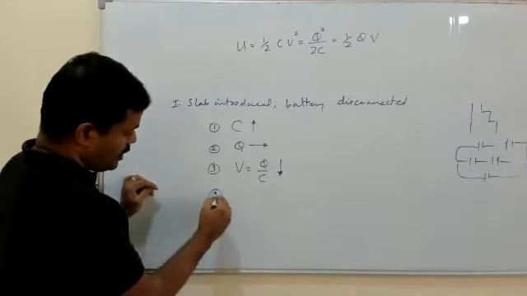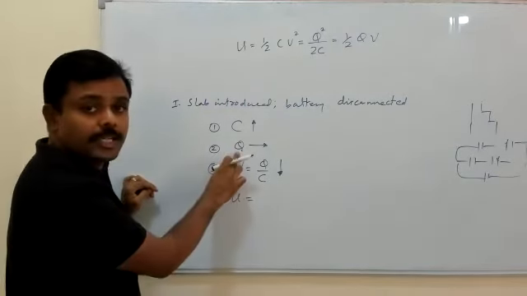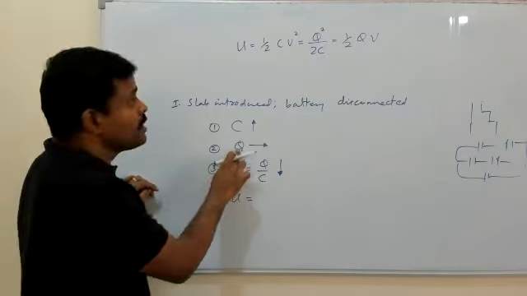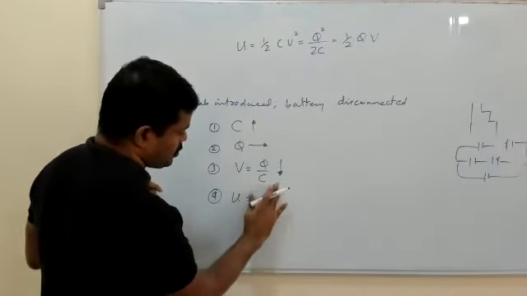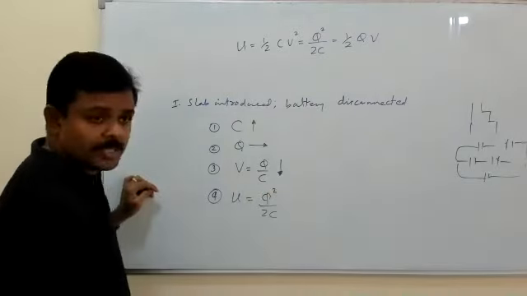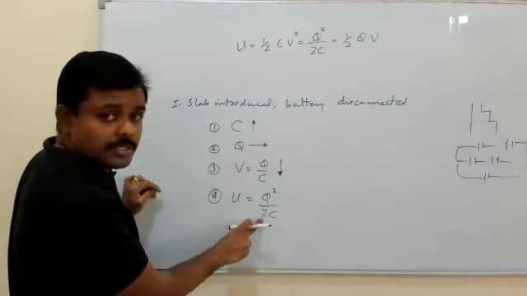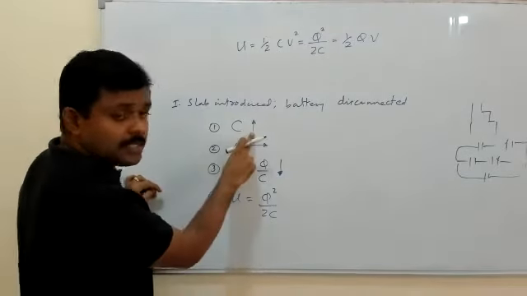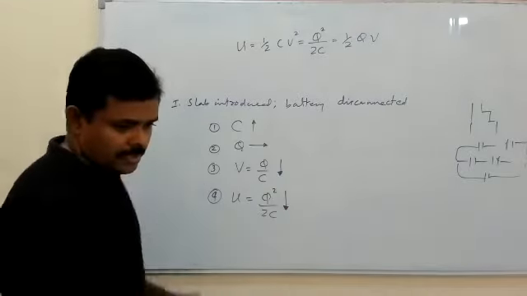And the fourth one, energy. I must choose which equation for energy? An equation that contains Q, constant quantity. So I can choose this equation. Q square by 2C. Tell me what happens now. Q is a constant, so numerator is constant. 2 is a constant. What happens to C? C is increasing. So energy must decrease. Understood?